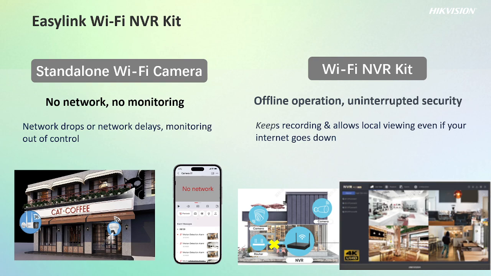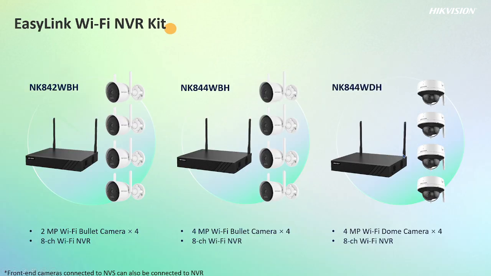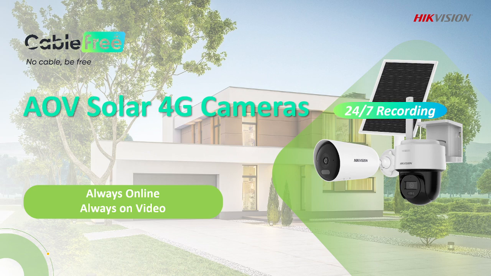So let's look at this, the Wi-Fi NVR kit. On the Wi-Fi NVR kit, we have these options. All options have an 8-channel NVR, but the first kit will come with 4 cameras, 2 MP. The second kit will come with 4 cameras, 4 MP. And then the third kit will come with 4 dome cameras, 4 MP. So you can choose which kit you prefer, and then you can also add the other wireless cameras.